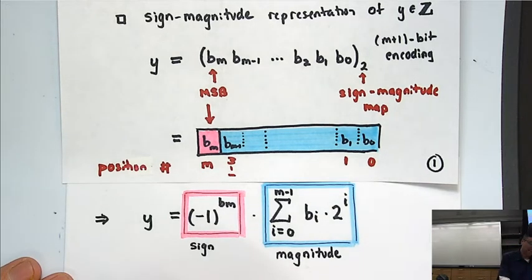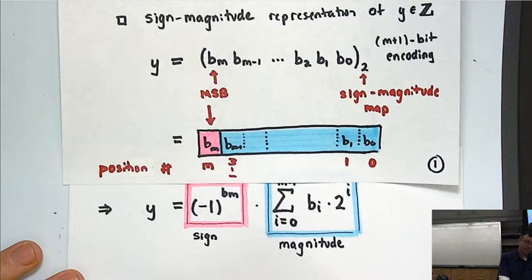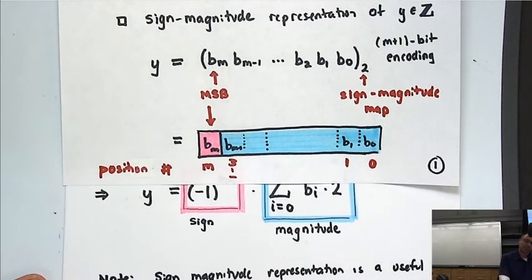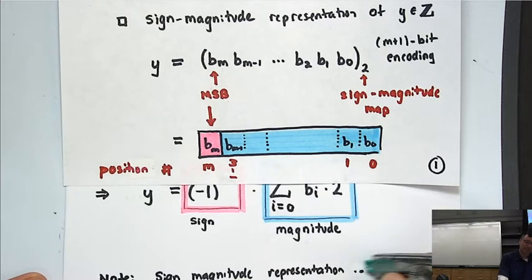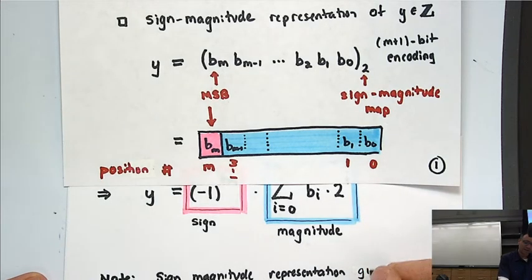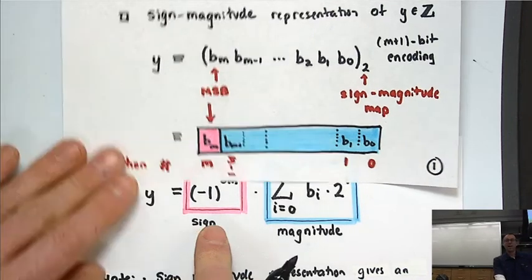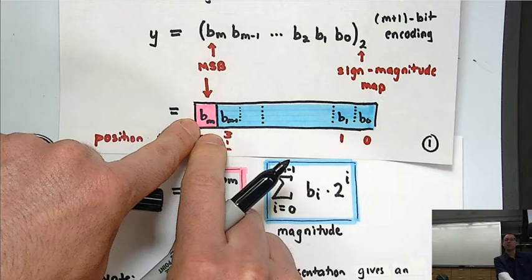So let's make the note again. Sign magnitude representation is a useful, perhaps we say, gives an intuitive introduction for doing what? What's the major idea in the sign magnitude representation?